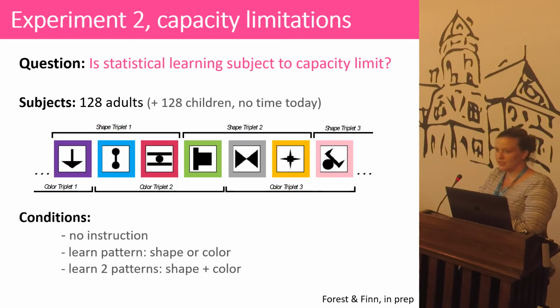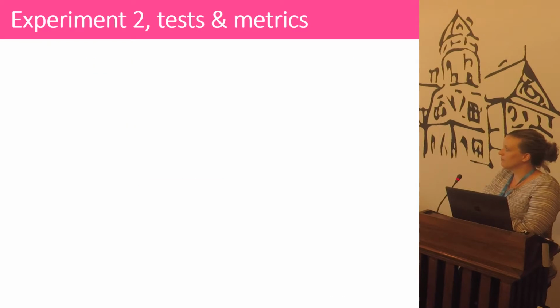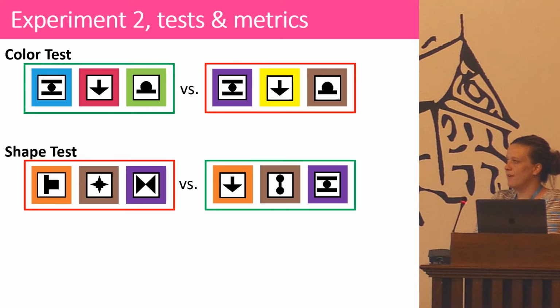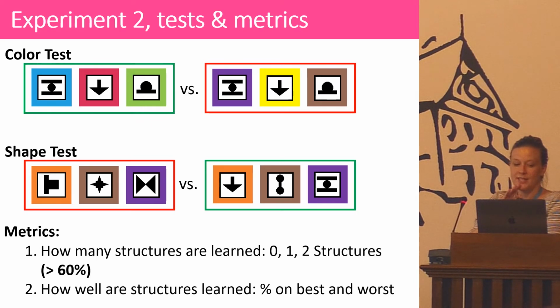And we expose people to this learning stream under 3 conditions. So the no instruction, the learn patterns, shape or color. So you just learn 1 pattern, and then the learn 2 patterns. So try to learn shape and color. Okay, so there's a color test in which, in green there, you have your correct color triplet versus one that's incorrect. Note here that the shape information is consistent across both of those foils. And then you have a shape test in which you have correct shape information, incorrect shape information on the other, and then the color information provides no cue for you. And we have 2 metrics where we're asking how many, right?